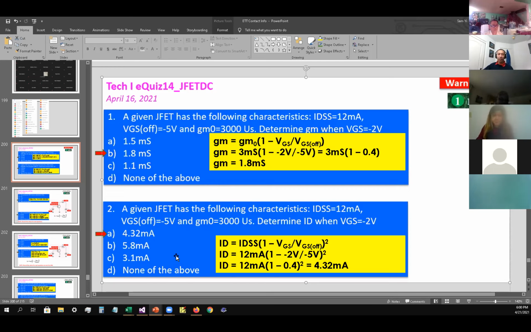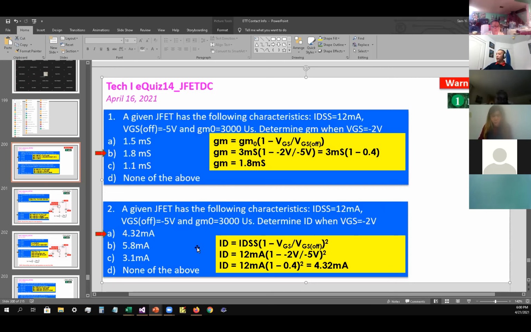Okay, very good. Question 2: a given JFET has the following characteristics: IDSS equals 12 milliamps, VGS(off) equals -5 volts, and the transconductance equals 3000 microsiemens. Determine ID when VGS is equal to -2 volts.